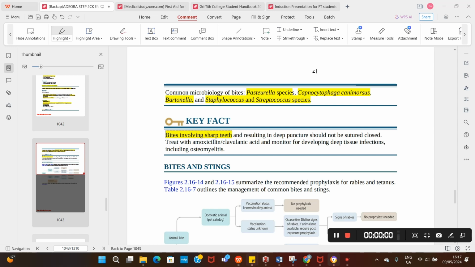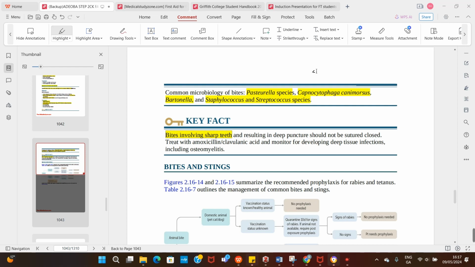Hi everyone. So we are going to continue by talking about the bite and the sting. It's important for us to know the common microbiology of the organisms involved in this bite. We are going to be looking at three major species: human being, cat bite, dog bite.